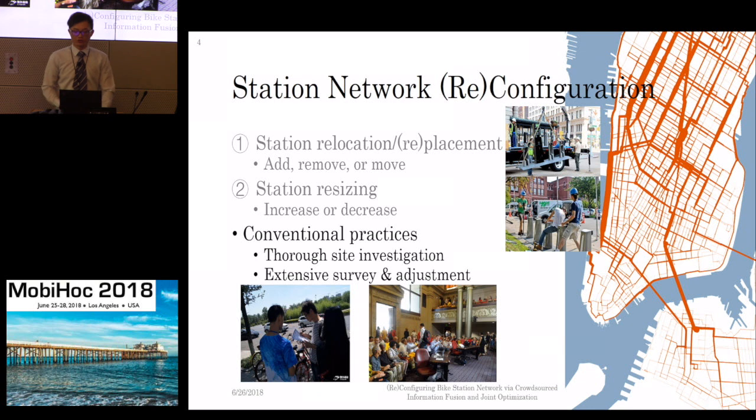There are many conventional practices in reconfiguration which consider thorough site investigation, extensive survey, and adjustment, which are usually time-consuming and labor-intensive. Designing an automatic and data-driven system optimizing the BSS network can reduce the search scope and provide a more profitable reference for the city planner. In this paper, we consider how to design such a mechanism.